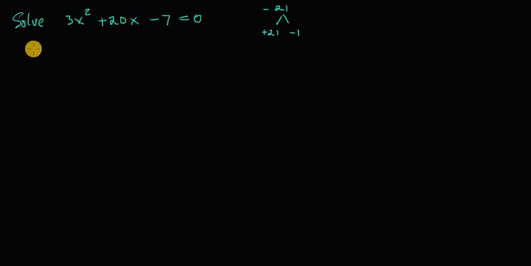So I'm going to now rewrite. I'm rewriting this here. So I leave the 3x squared, that doesn't change. But I rewrite the 20x as plus 21x minus 1x. And there's the minus 7. I just highlighted here what I've done. You can see I've rewritten the 20x as plus 21x minus 1x using these factors here. And now I'm going to group.